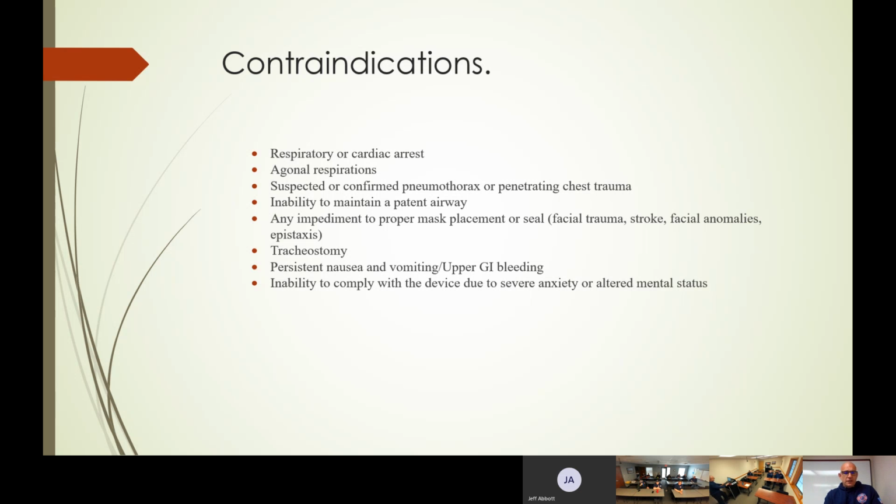Upper GI bleed, nausea or vomiting, inability to comply with the device due to severe anxiety or altered mental status. You are not going to benefit somebody's breathing if you are fighting them to keep a mask on them, okay? Not the way that it works. Now, I want to make a point that no matter what we're doing and what patients we have, if we are as calm as we can be, friendly, and give them good explanations of what we're doing, I think it's going to greatly benefit not only them, but us as we're trying to treat them.